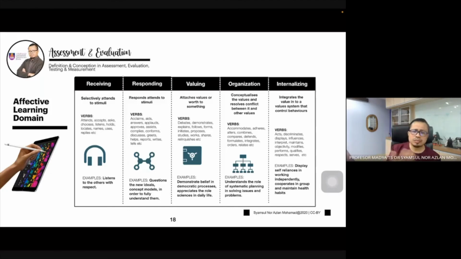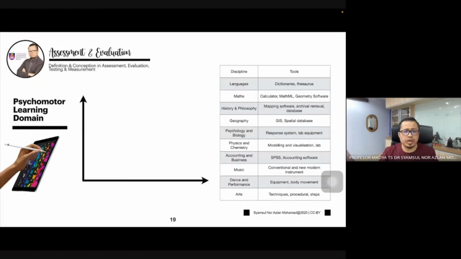So this is what we talk about in the affective learning domain, on how to form our students and strengthen the affective side of them as human beings. All right, and we also have the psychomotor learning domain, which involves the sensory motor.